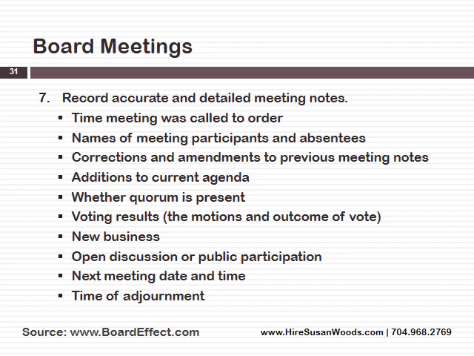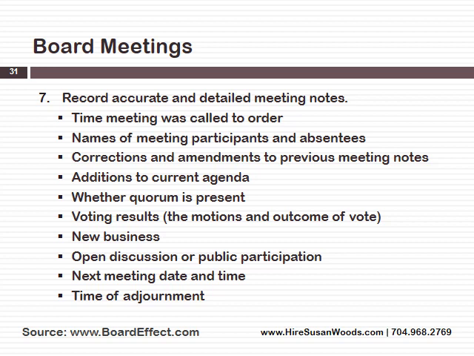The last tip is record accurate and detailed meeting notes. Now, again, this is a job responsibility for the secretary of the board. So these are the things that she or he should have in their notes. The time the meeting was called to order, names of meeting participants and people who were absent, corrections and amendments to previous meeting notes, additions to the current agenda, whether or not a quorum is present. A quorum means you have enough people present to vote. So in your bylaws, you stipulated the definition of a quorum. Most people say a quorum is 50% of the total number of board members in attendance.